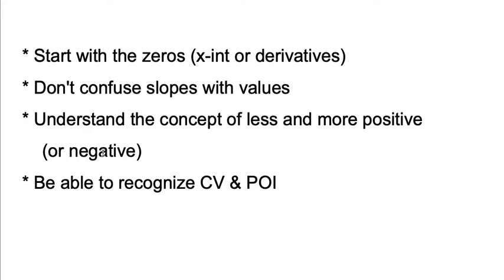If I'm going from f to f prime, I'm looking for the derivative being zero. If I'm going backwards, like f prime to f, I'm looking for the x-intercepts, and you'll see what I mean here when we go through this.